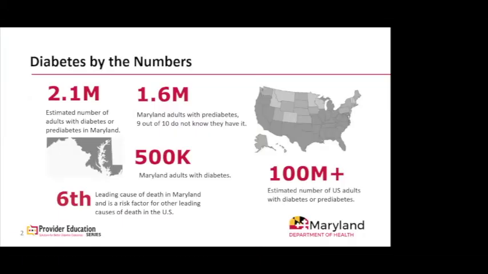So just some background numbers. I was shocked when I started. I knew the terrible impact of diabetes, but the enormity of it in our state, I wasn't aware. That 2.1 million people in Maryland are affected by prediabetes or diabetes. That's almost a third of the population in Maryland. And to me, the most striking number is that 1.6 million adults in Maryland have pre-diabetes, and 90% of them don't know they have it.